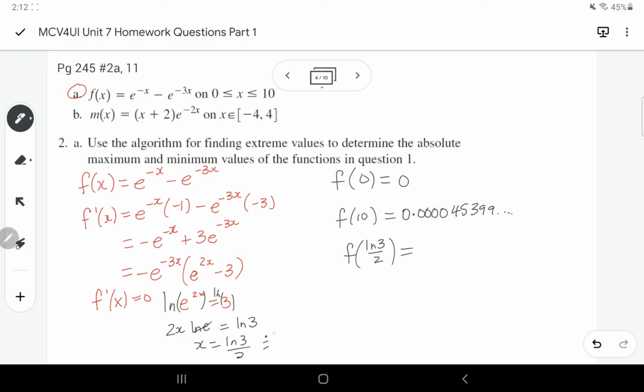So for simplicity's sake, this is about 0.5493, and I'm going to do that as my exponent. So here I have e to the exponent negative 0.5493 minus e to the exponent negative 3 times 0.5493, and I get 0.38. So this is the max, and this is the minimum on that interval.